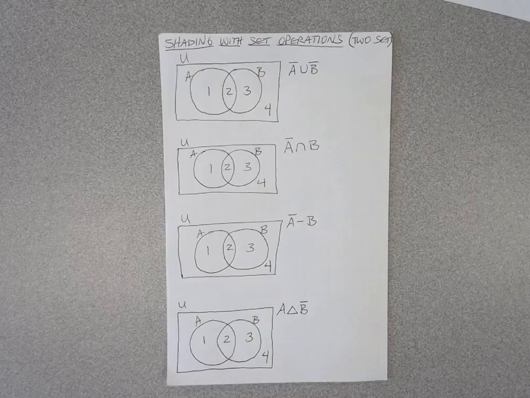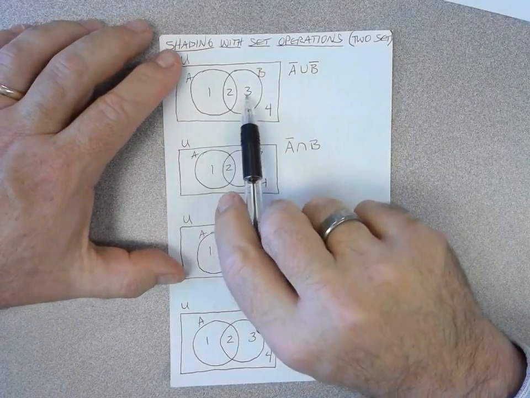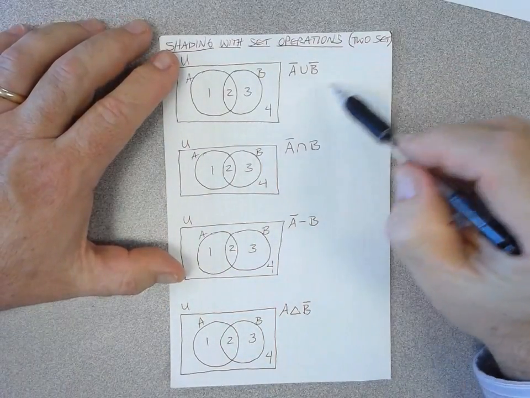Shading with set operations. I want to show you how we can use shading to find the solution to set operations. On this page I have 4 examples of set operations with 2 sets, and I went ahead and drew out the 4 Venn diagrams. And the numbers in the sets, 1, 2, 3, 4, are just going to help us at the end.